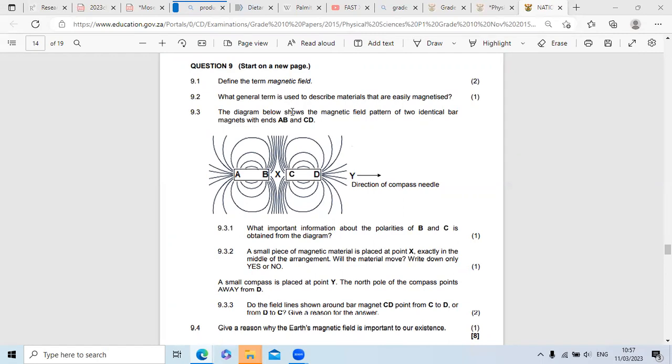They say this diagram shows the magnetic field pattern of two identical bar magnets with ends AB and CD. And this is the direction of the compass needle. So, do you know how to use a compass? Or do you know in which direction a compass is always pointing?